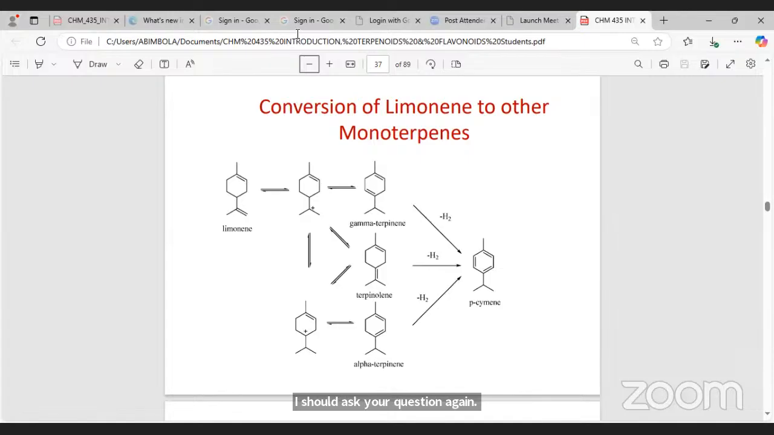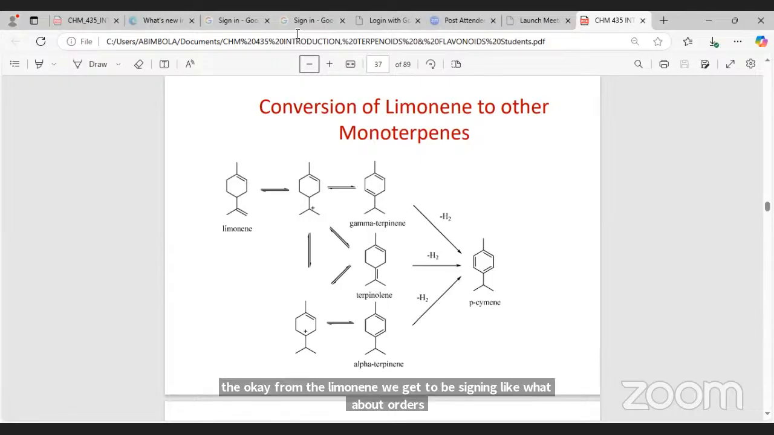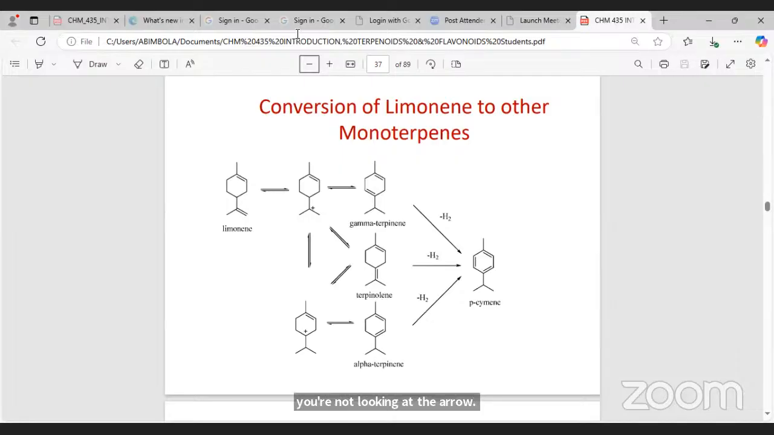Like, what about the intermediate? That's what I'm asking. I don't get it. What about the what? Like from the limonene we get to p-cymene. Like, what about others? You're not looking at the arrow. Look at the arrow very well now. The limonene is the starting material.